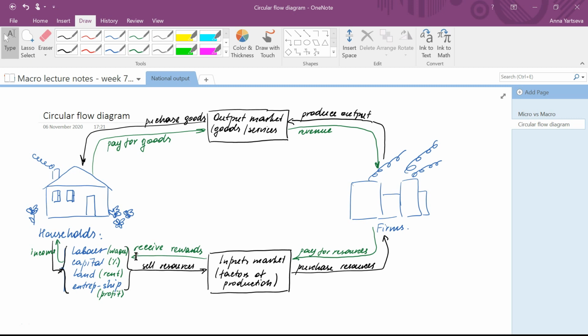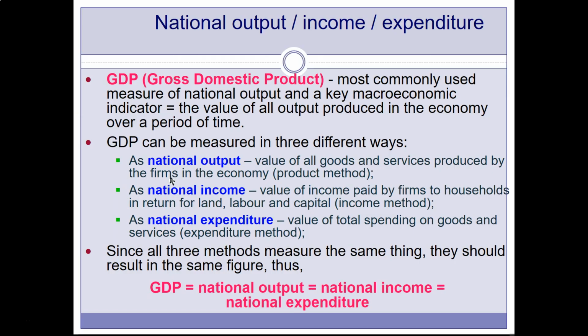So GDP tries to measure the total size of the economic pie which our economy has produced using different techniques. And that is why I mentioned that there are three possible methods which can be used to calculate GDP: as national output, as national income, and as national expenditure. Have a look, if we come back to our slide. National output will value all goods and services produced by all firms in the economy using the so-called production method or product method. Let's have a look how it will look on our diagram.